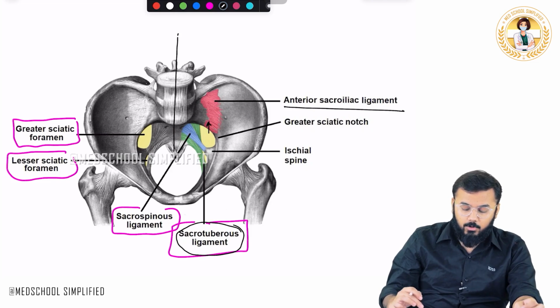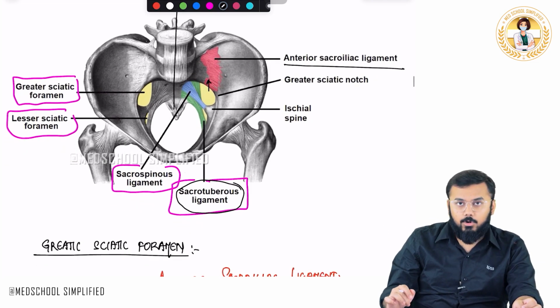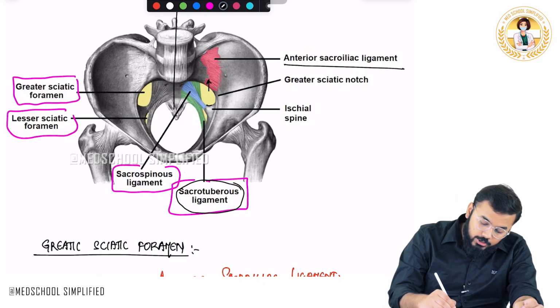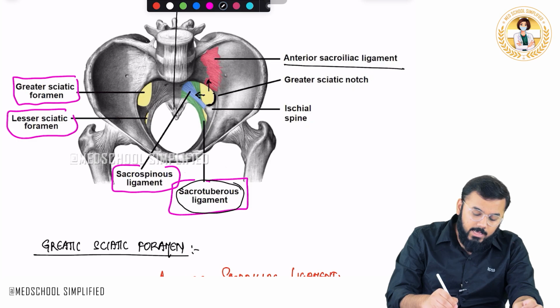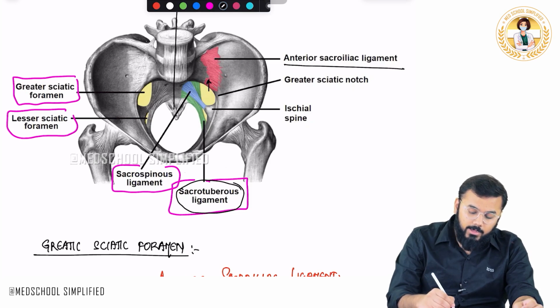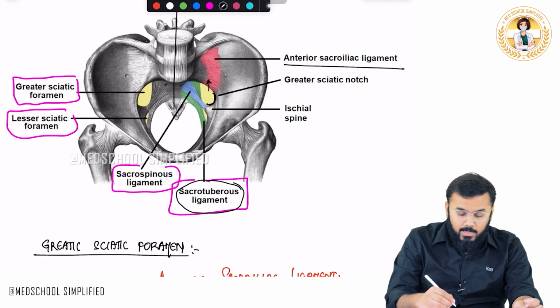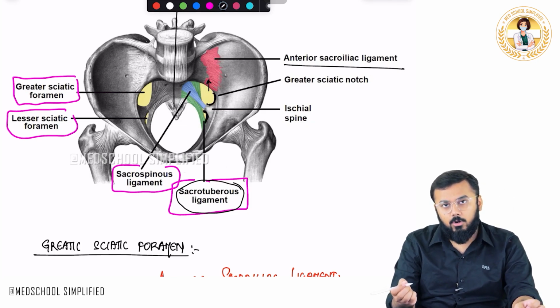So posteromedially, what do you have? Sacrotuberous ligament. Next, anterolaterally, what do you have? Anterolaterally, I have this notch. This arrow is indicating medially, and this arrow indicates the lateral border. So anterolaterally I have a notch called the greater sciatic notch. And beneath that, the notch here is called the lesser sciatic notch.